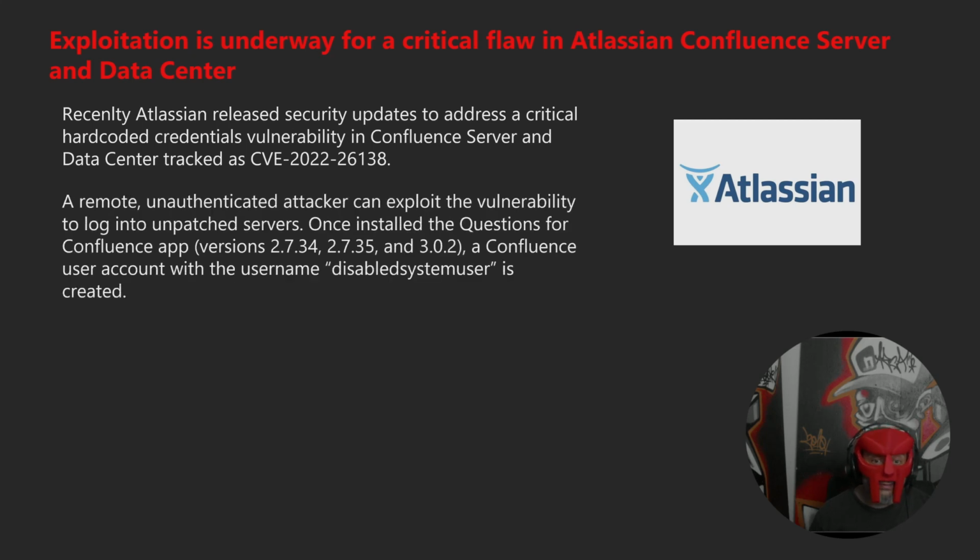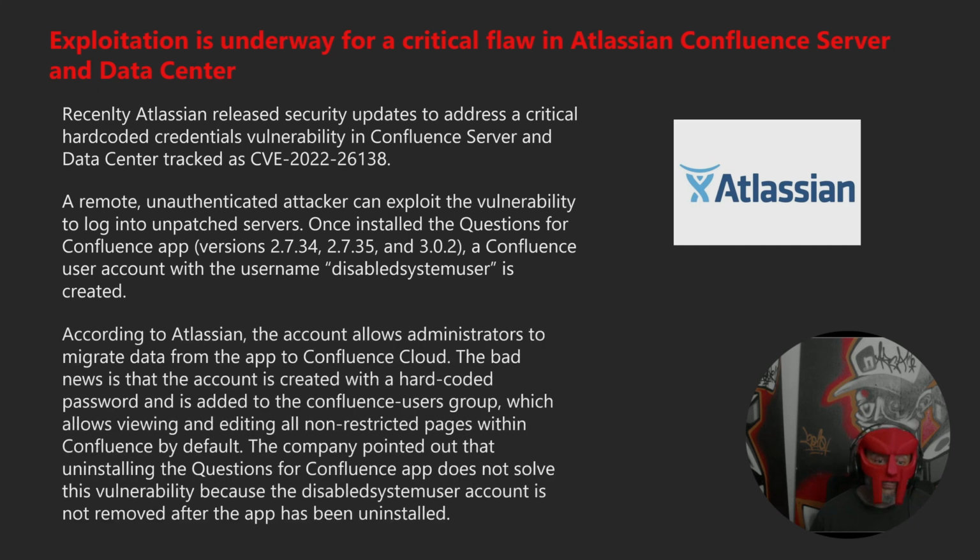A remote unauthenticated attacker can exploit the vulnerability to log into unpatched servers once the Questions for Confluence app is installed. For versions 2.7.34, 2.7.35, and 3.0.2, a Confluence user account with the username disabledsystemuser is created. According to Atlassian, the account allows administrators to migrate data from the app to Confluence Cloud. The bad news is that the account is created with a hard-coded password and is added to the confluence-users group, which allows viewing and editing all non-restricted pages within Confluence by default.